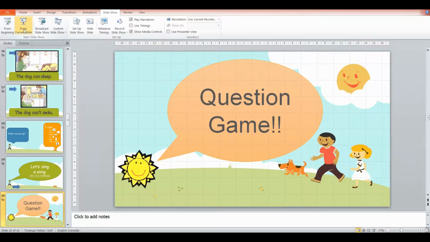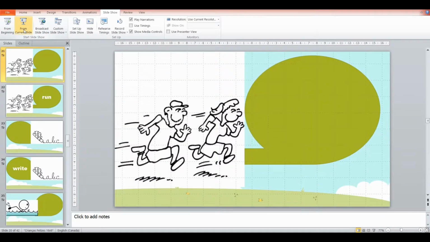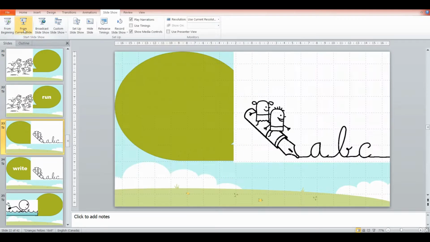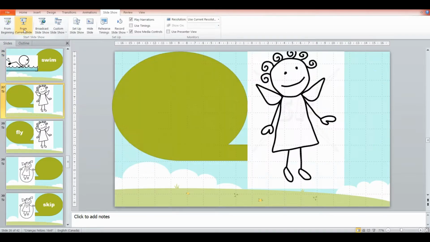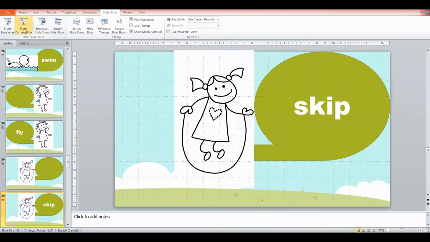After the song, we go into some questions for comprehension. They're very simply just the pictures of the actions without the words, and seeing if the students can actually give me the words, the action verbs, the ability words, and identify them correctly.